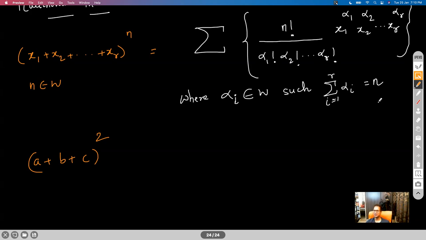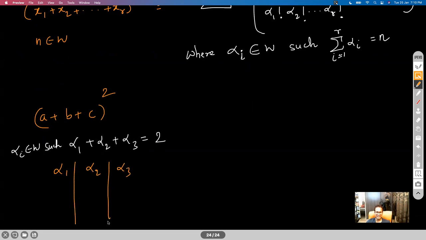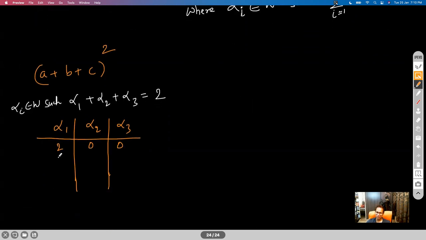Now, as per this formula, we have to first write down three such numbers. In fact, r here is three. So we write three numbers, alpha 1, alpha 2, alpha 3, which are whole numbers whose sum is going to be n, and n is two in this case. Let us list what values of alpha 1, alpha 2, alpha 3 can come up such that they are whole numbers and their sum is equal to 2. It's very simple. One combination will be 2, 0, 0. Correct? They are all whole numbers and their sum is 2. Another would be 0, 2, 0.